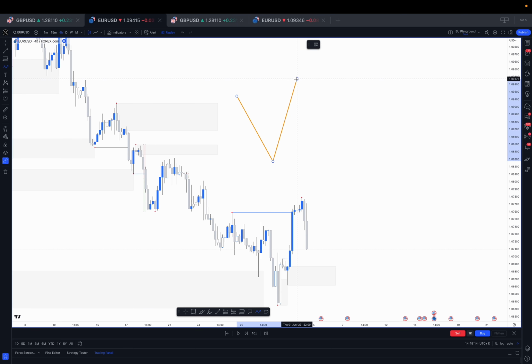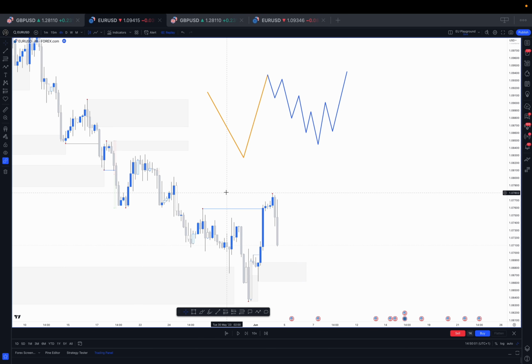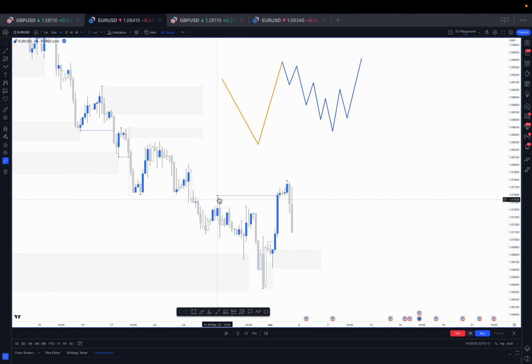Let me just change the color of this. Let's make this red. Blue. Yeah, this is exactly what I want to see. Clearly, you can see here on the screen that this high, this one here, was taken out. We registered a new high, and then price pulled back.